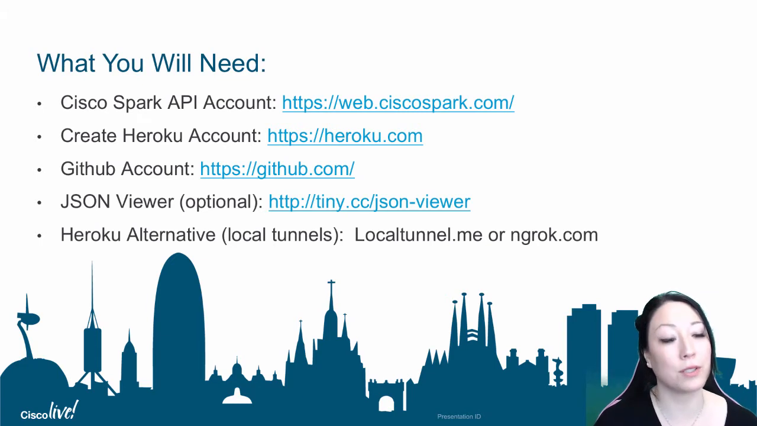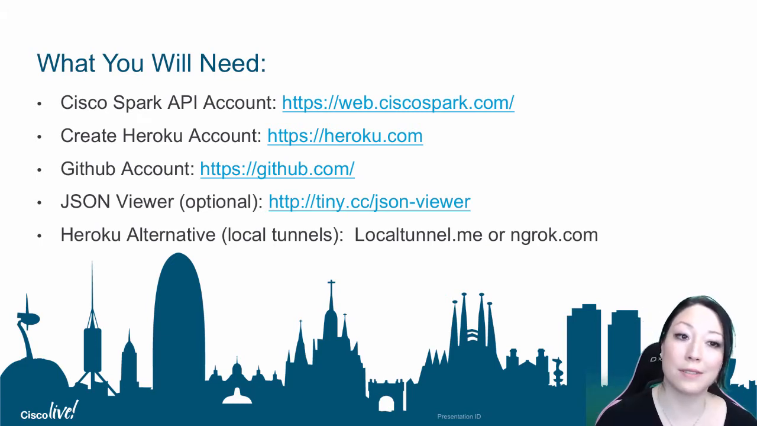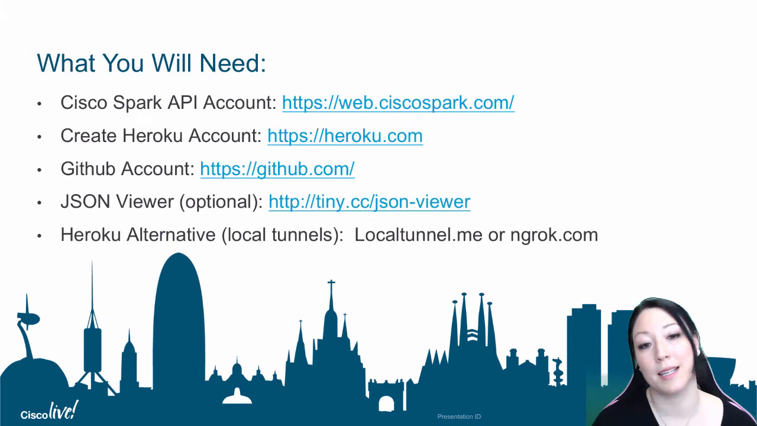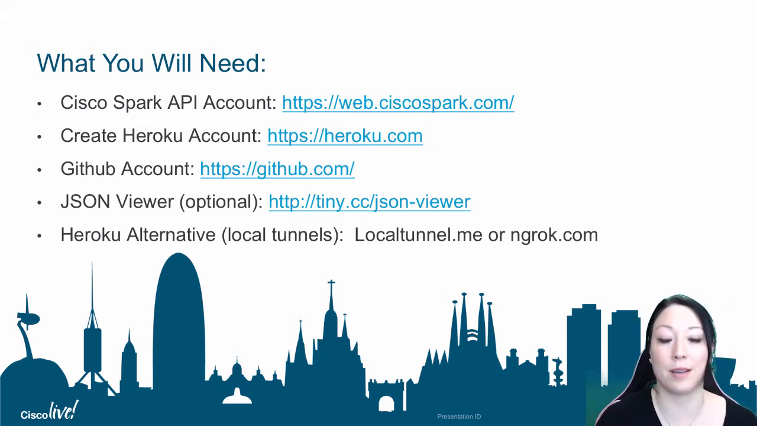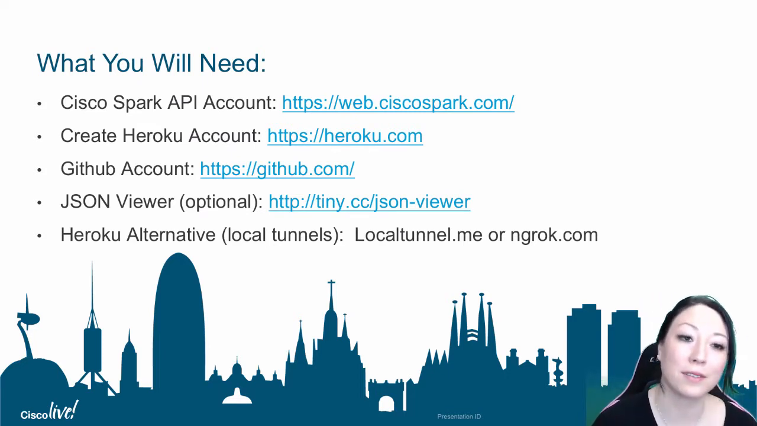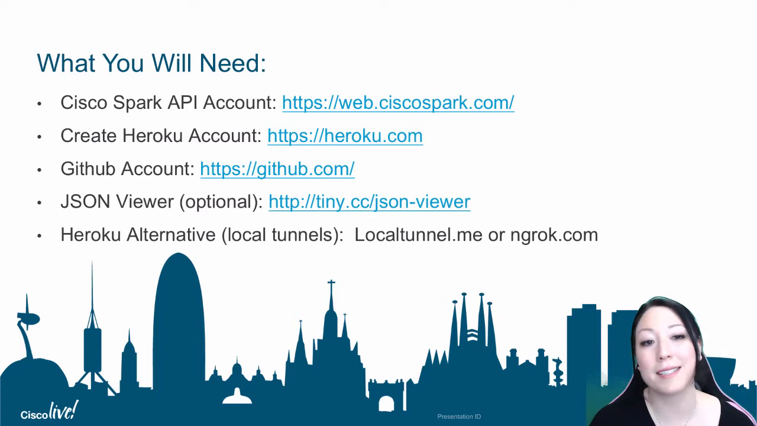If you don't want to use Heroku as a cloud service to deploy your applications, you can use alternatives such as a local tunnel to trick your computer into thinking it's on the internet, and you can show your application right on the web, but it looks like it's on your local machine. You can find this at localtunnel.me or ngrok.com.